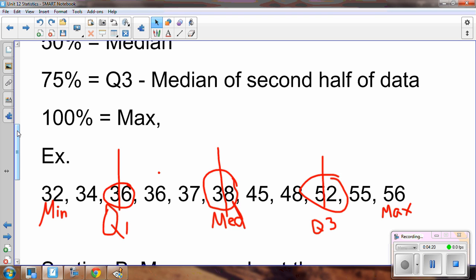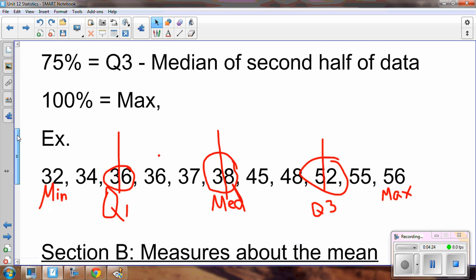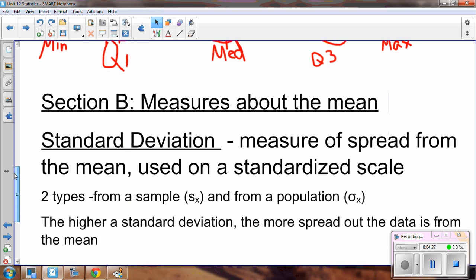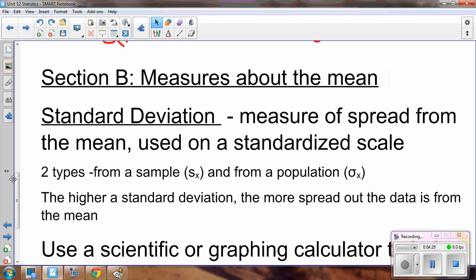So this is one piece of how you can look at the information. The other way you can look at information is the measures you are about the mean. So how far are you from the mean? Standard deviation is the measure of spread from the mean using a standardized scale. So we come up with something called a standardized scale, and that will calculate how many standard deviations your value is from the mean, and we're going to do lots of these.